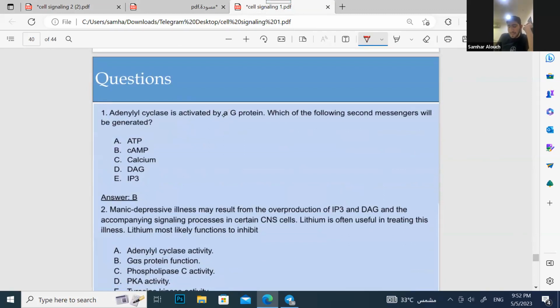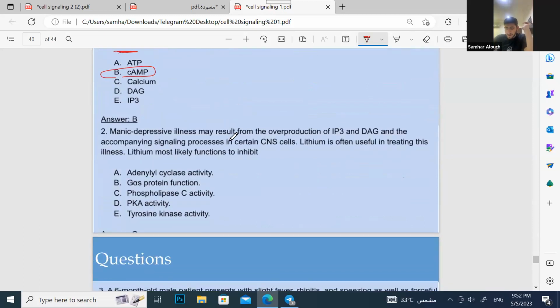So the first question: adenylyl cyclase is activated by a G protein. Which of the following second messengers will be generated? So it's just asking, which of the following is the second messenger in the adenylyl cyclase pathway? And of course, the answer is cyclic AMP because adenylyl cyclase makes cyclic AMP. Simple, right? This is the type of question we have.